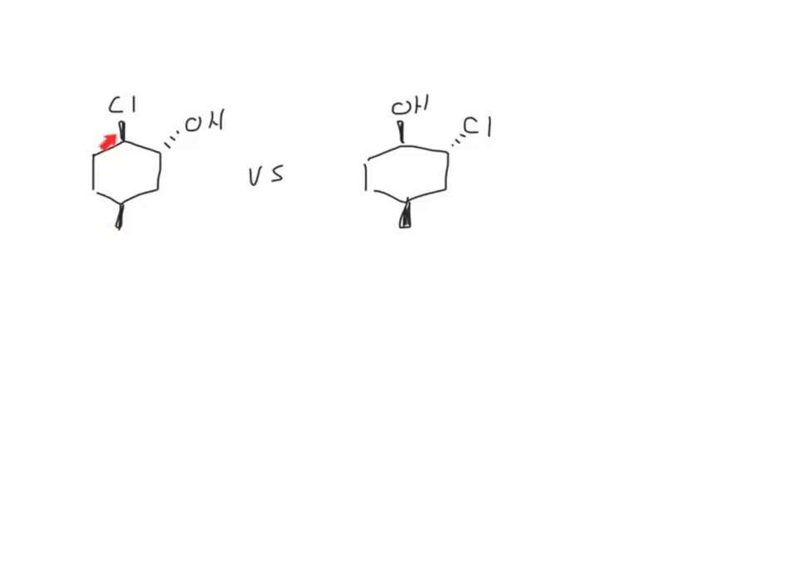Well, the wedges are in the same place, the dash is in the same place. However, I flipped, when I drew these, the chlorine and the OH are in different locations. And so we don't really need to think much more about this. These are constitutional isomers. And I will admit, this answer is less common than, say, enantiomers, diastereomers, or identical. However, we may encounter it at some point on a quiz or an exam. So these are constitutional isomers because the chlorine and the OH are in different spots on this 6-membered ring.